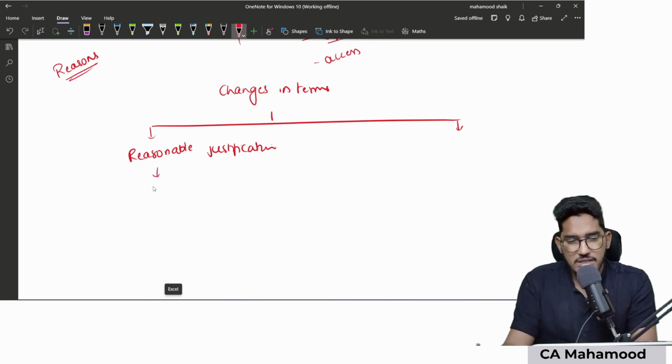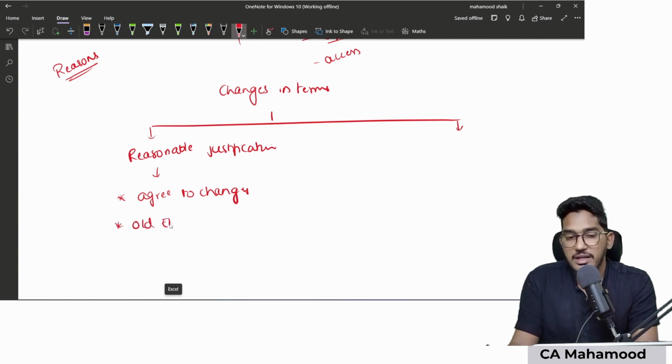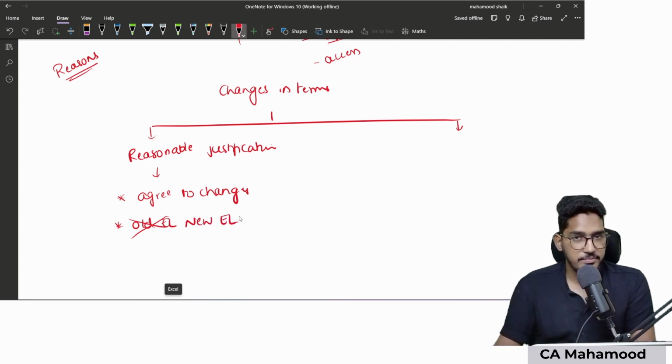So if there is a reasonable justification, the standard has told, okay, agree to the changes. No problem, agree to the changes in the terms. But if you are agreeing to the changes in the terms, the old engagement letter will not be valid. Cancel that old engagement letter and draft a new engagement letter containing the revised terms and conditions. You can agree to the changes, but the old engagement letter will no longer be valid. You have to draft a new engagement letter containing revised terms and conditions.